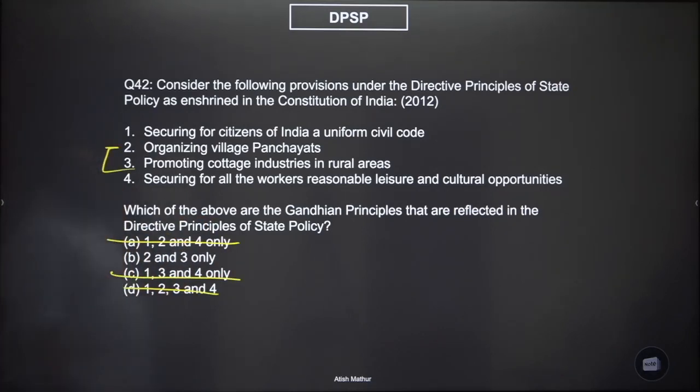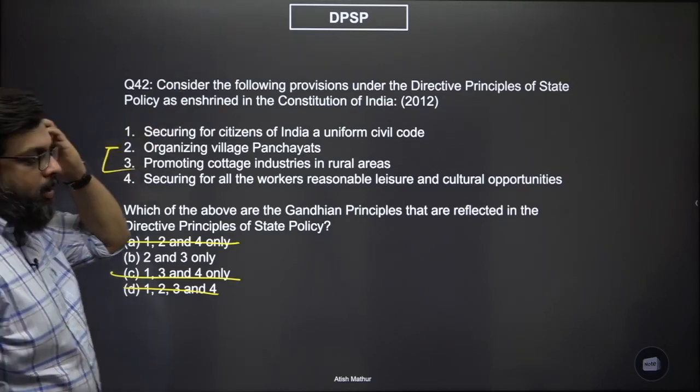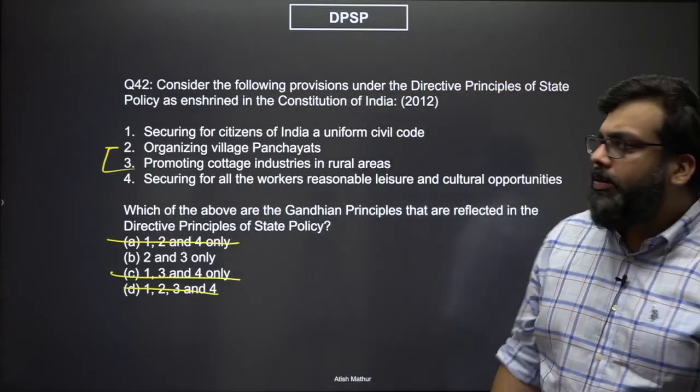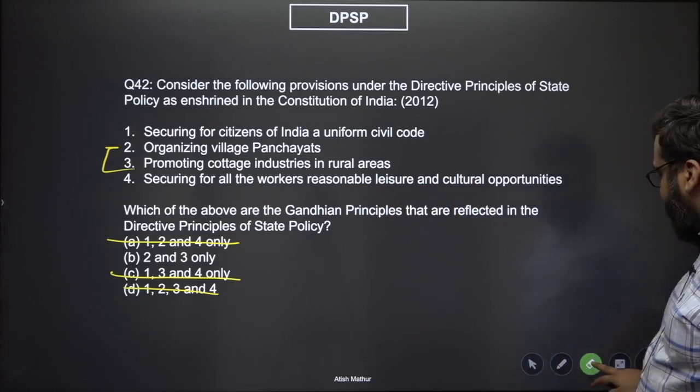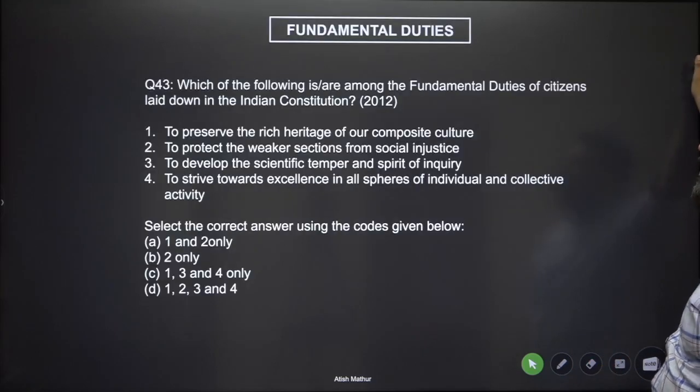Organizing village panchayats and cottage industries. Again, Uniform Civil Code is not grassroots or conventional. It is therefore liberal and intellectual, because it is also not about equal distribution. So that's one way to go about it. We've discussed this before in our classes also. Gandhian is anything which is orthodox or conventional. Socialist is equal distribution. Whatever is left is liberal or intellectual.